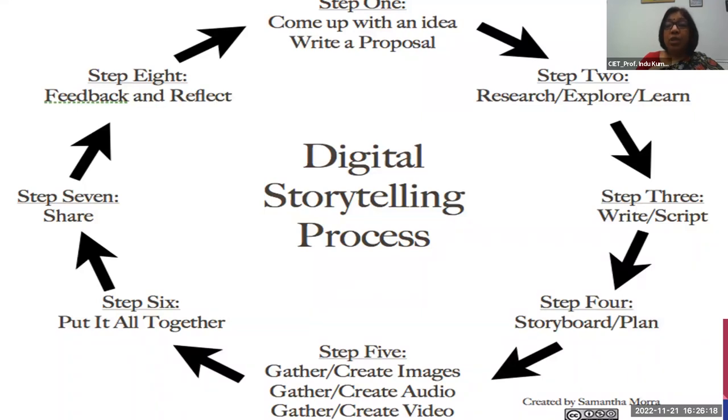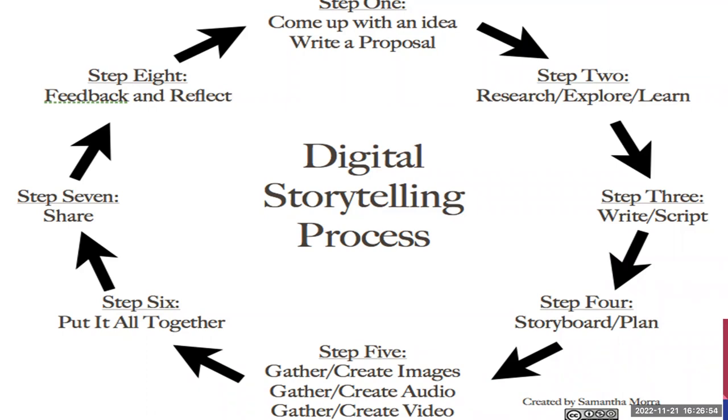Then step three is writing the script. We need to write the script. Then step four is we need to write a storyboard or plan what all we require and in what manner we want to see our video scene by scene, see our content piece scene by scene. Then step five is gather or create images or video clippings based on the idea that we have had in our mind.